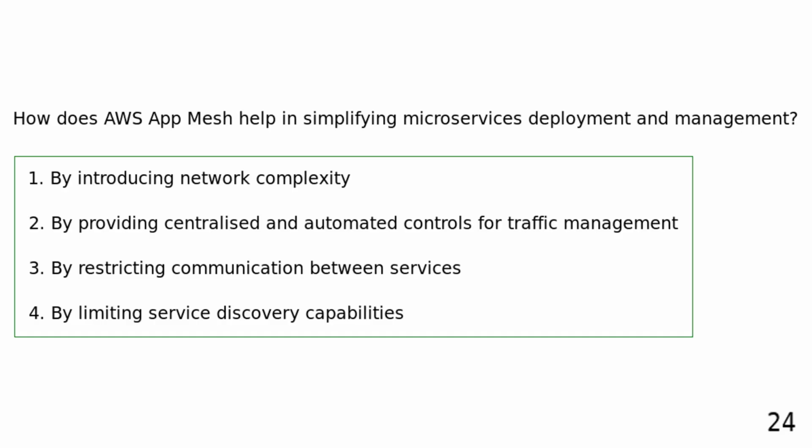How does AWS App Mesh help in simplifying microservices deployment and management? By introducing network complexity. By providing centralized and automated controls for traffic management. By restricting communication between services. By limiting service discovery capabilities.